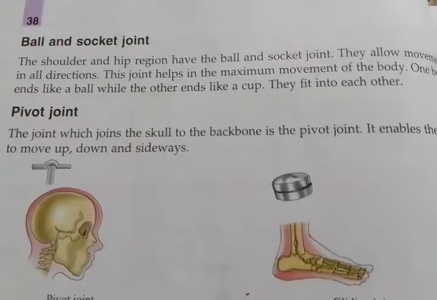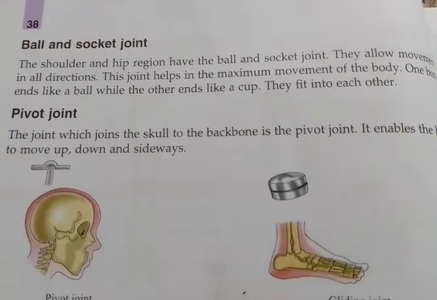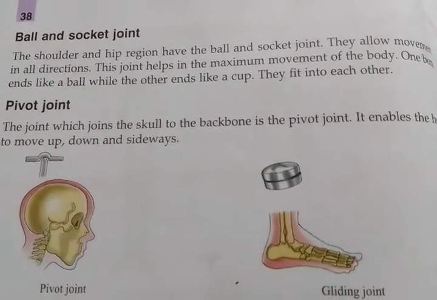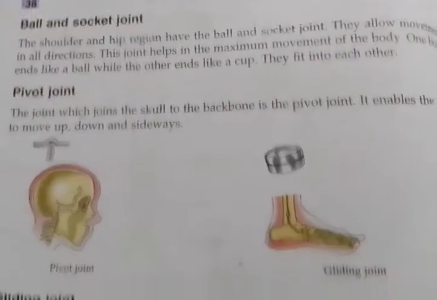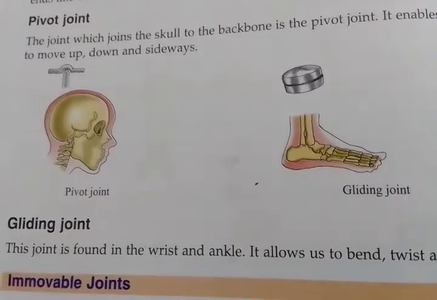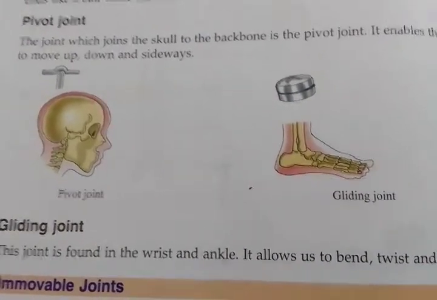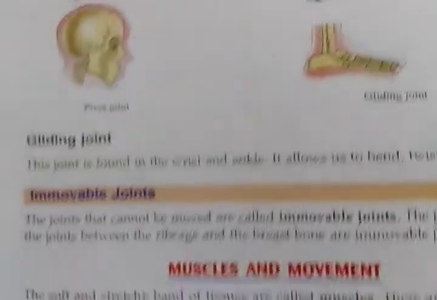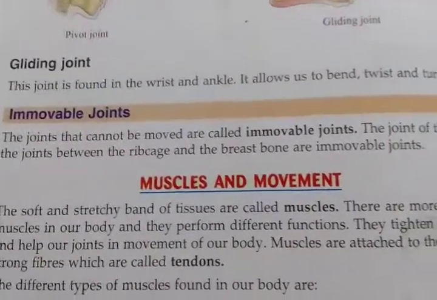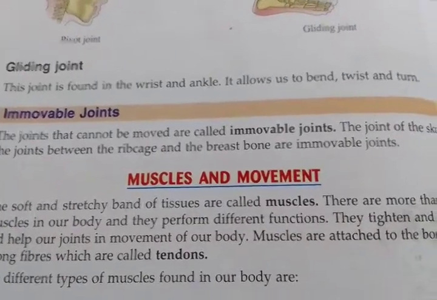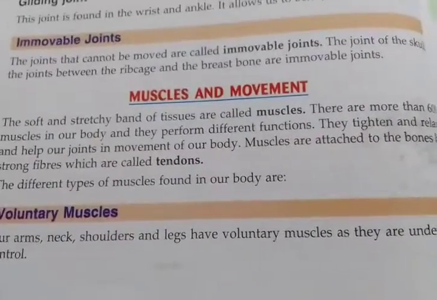The shoulder and hip region have the ball and socket joint. They allow movement in all directions. And pivot joint, which joins the skull to the backbone. It enables the head to move up, down and sideways. And gliding joint. This joint is found in the wrist and ankle. It allows us to bend, twist and turn. So these all are the movable joints.